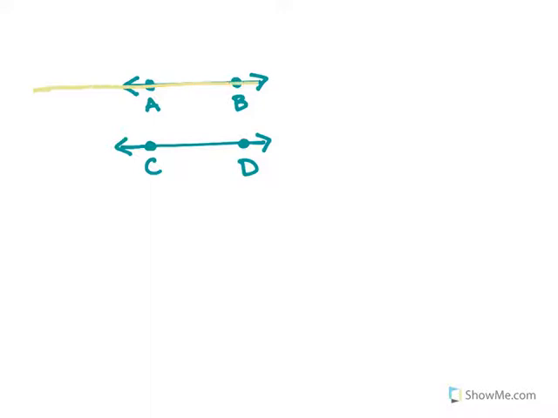So, for example, if I had this line, A, B, and I had this line, C, oh, that's not a C, C, D. If I drew these lines out forever and ever, did they ever touch? If I kept going on forever and ever and ever, they would never touch. So these are parallel lines.